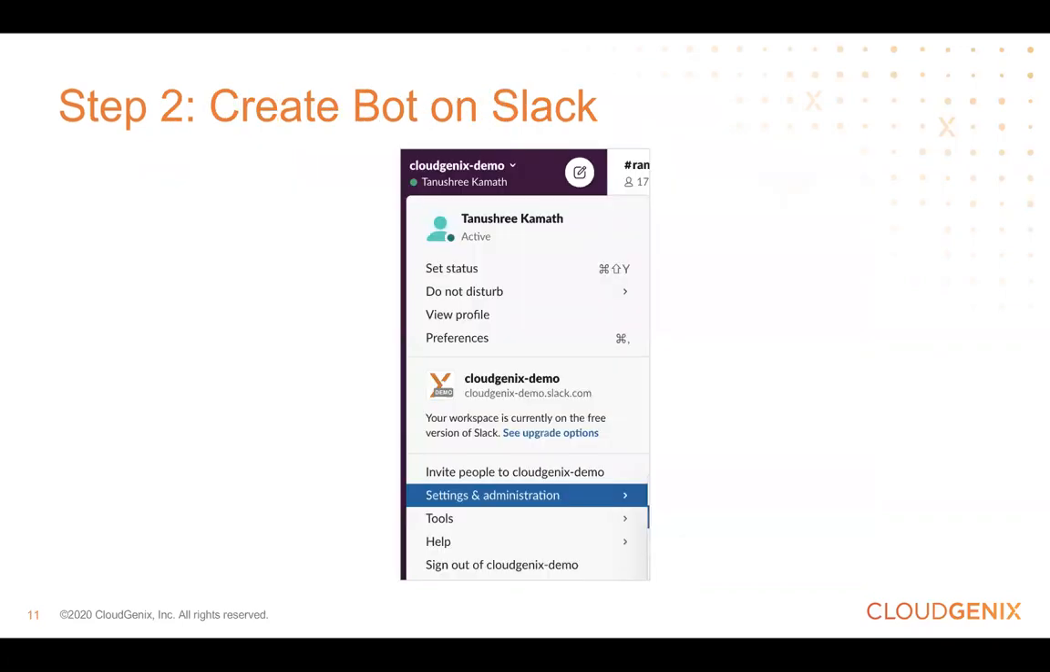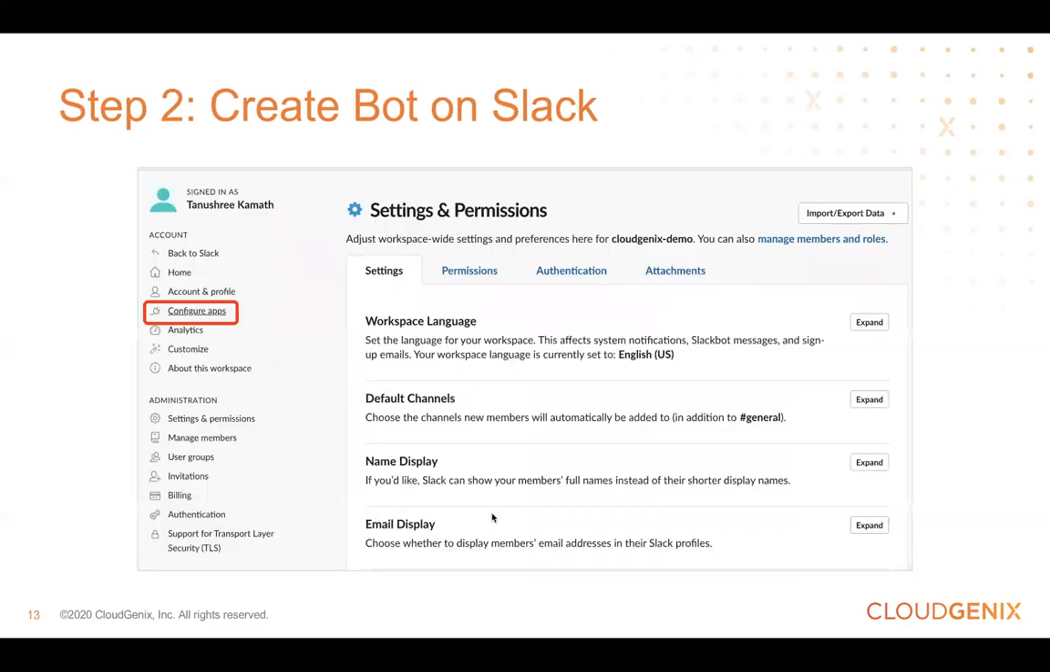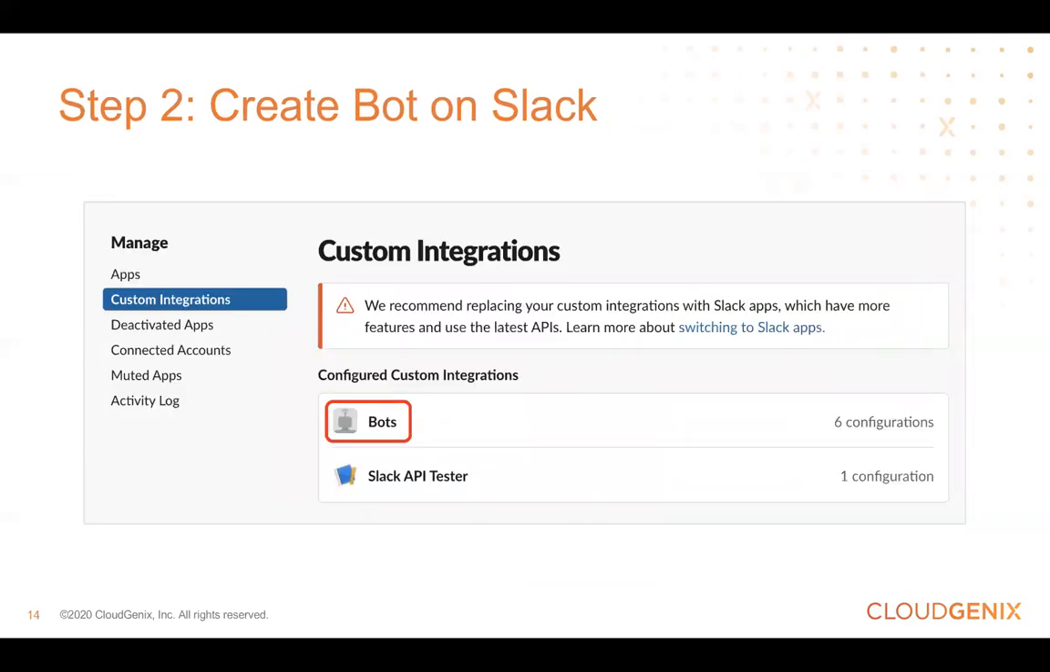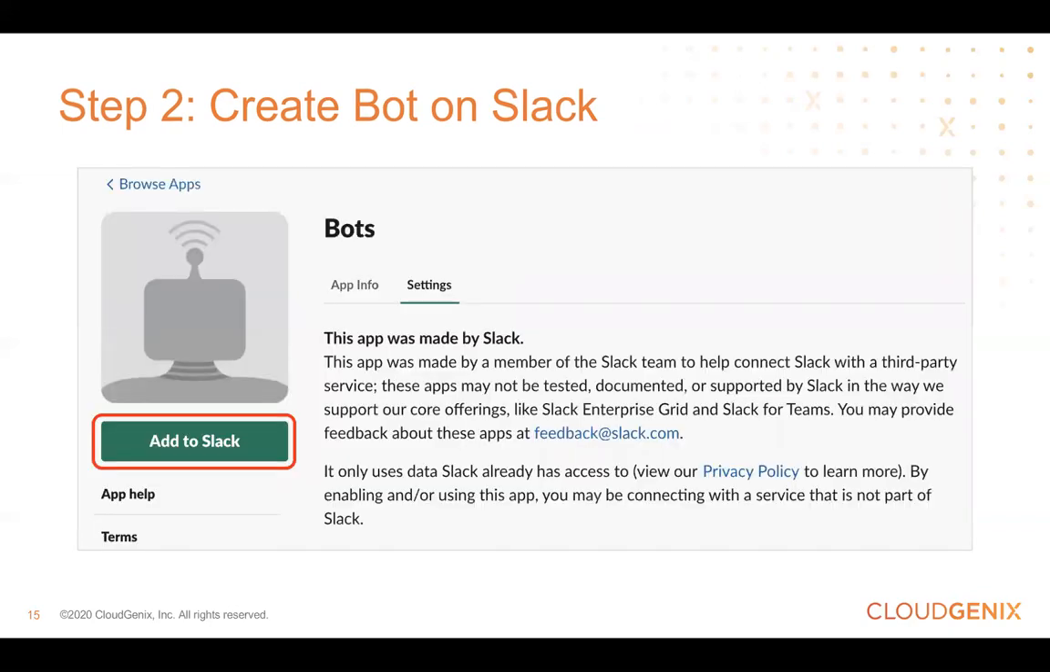For step 2, you want to create a bot. You want to create an application on Slack which will respond to all of your bot commands. To do that, you open your Slack app, click on your name, click on Settings and Administration, then Workspace Settings. Then you need to click on Configure App. Once you press that, it'll open a web page. On that web page, under Applications, if you click Custom Integrations, you'll see there's an option for bots. If you click on bots, you'll see the option to create a new bot. Click on Add to Slack.